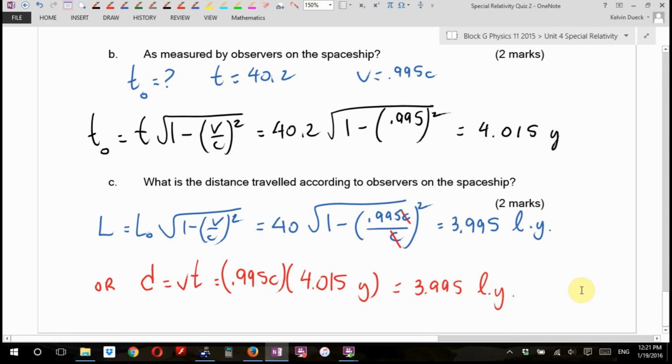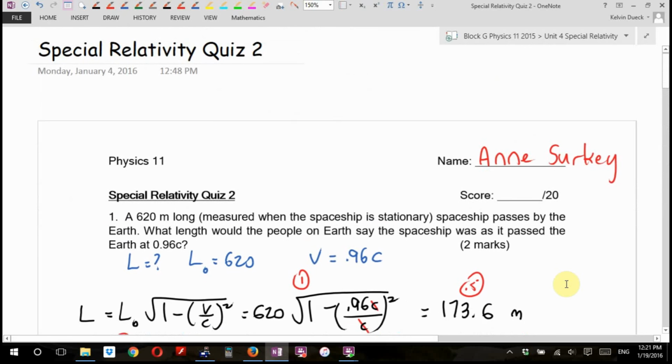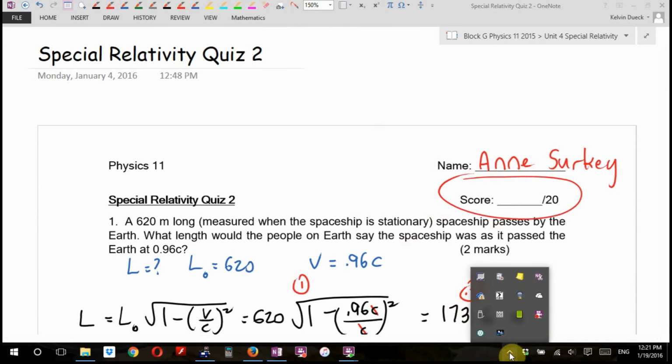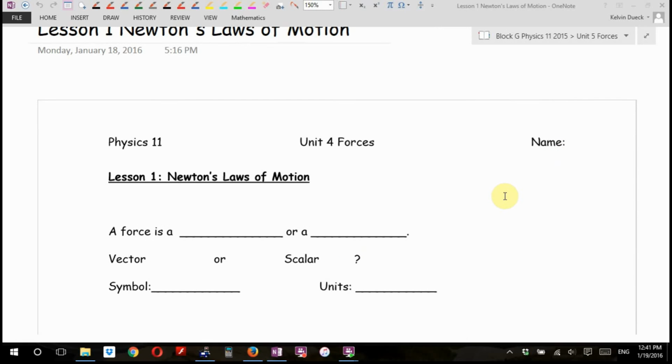So your test is going to be the first quiz, the second quiz, a couple extra questions from the homework. I think that'll be it. Is that all right? Your test is next class. Can you give yourself a score, please, out of 20? We only have like 4 assignments this term, right? Lesson 2 and 3. Lesson 1 of the next unit, Newton's laws of motion.